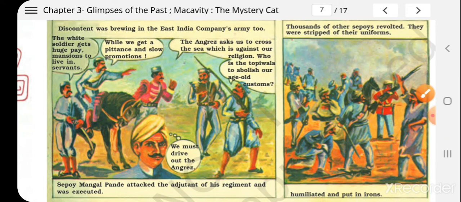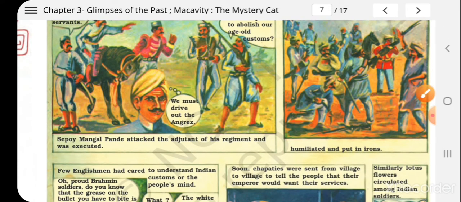ठीक है. So here in the scene, Sepoy Mangal Pandey attacked the adjutant of his regiment and was executed. Okay, and thousands of other sepoys revolted. जो अलग सिपाही थे, they revolted and they were stripped of their uniforms, humiliated and put in irons. Irons का मतलब उनको जेल में रखा गया. So you found here something that एक सिपाही था मंगल पांडे attacked the adjutant. उन्होंने रेजिमेंट पर अटैक कर दिया था and was executed, लेकिन उसको मार दिया गया था.